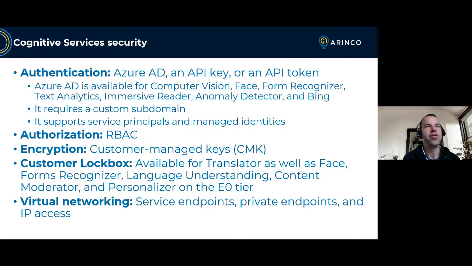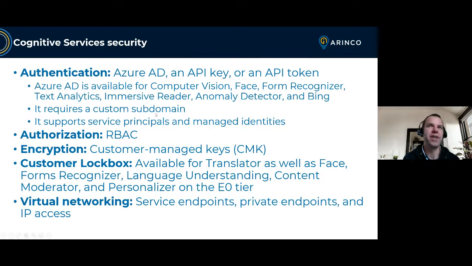If you're using Azure AD, then your cognitive service, firstly, must be deployed using a custom subdomain. So if you've deployed a cognitive service API a little while ago, it may not have a custom subdomain. It will have a regional subdomain. You can add a custom subdomain to that cognitive service deployment to enable authentication via Azure AD.